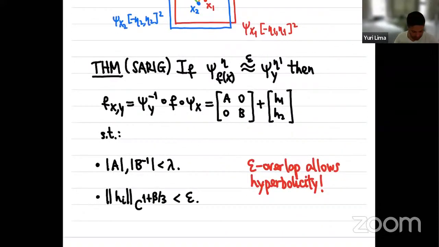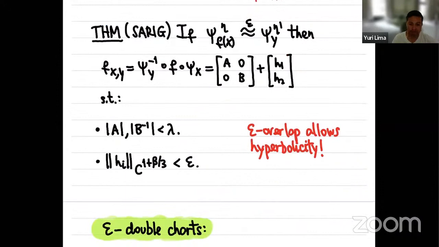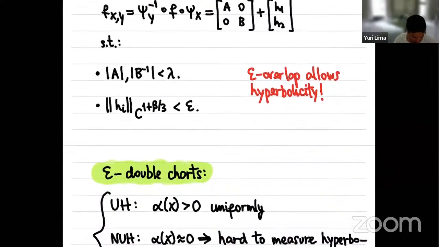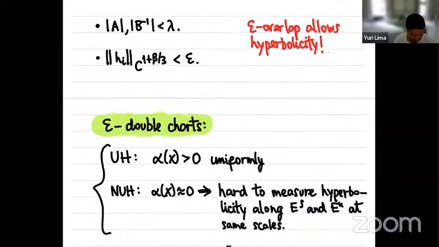Okay, let's continue. The next input is a very, very important one. It's exactly how to separate the analysis to the stable and the unstable directions in a different way. So this is the notion of epsilon double charts. So the motivation is as follows.